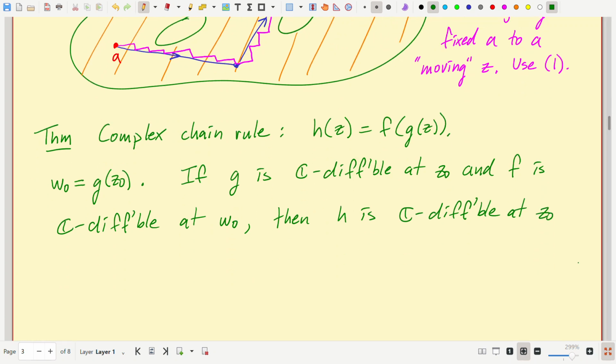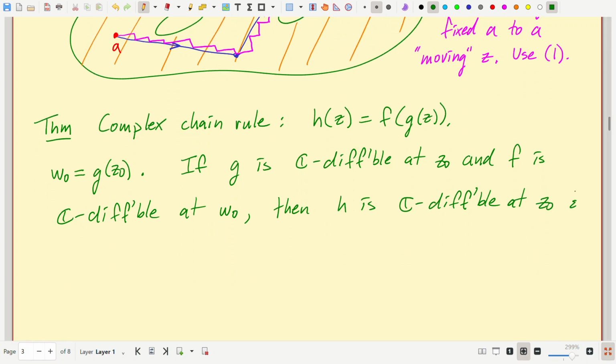And a famous formula, h prime of z naught is f prime at g of z naught times g prime of z naught.